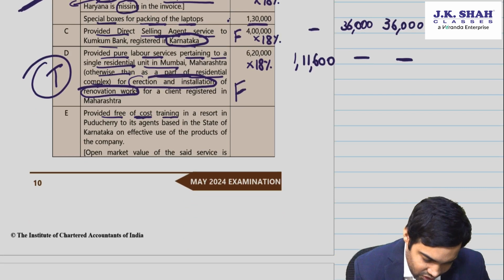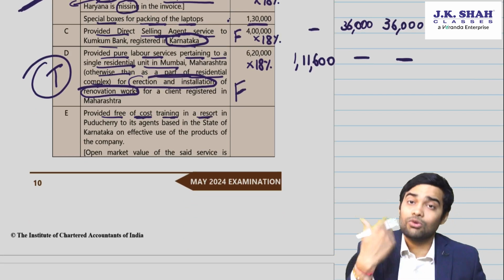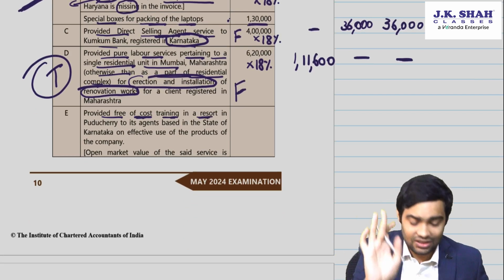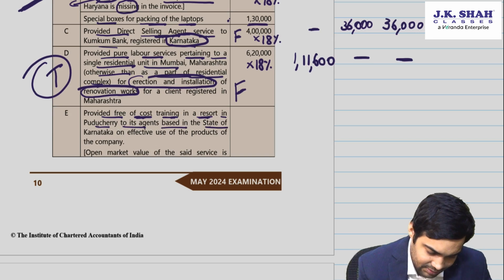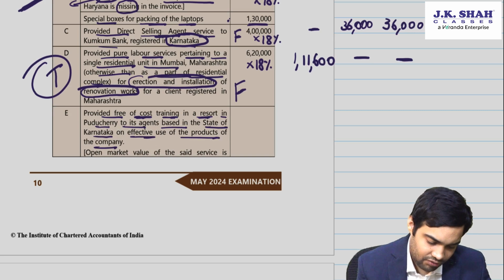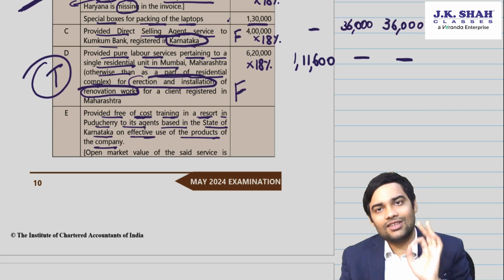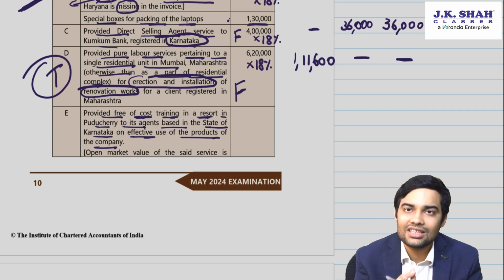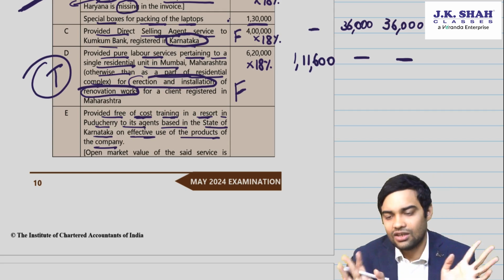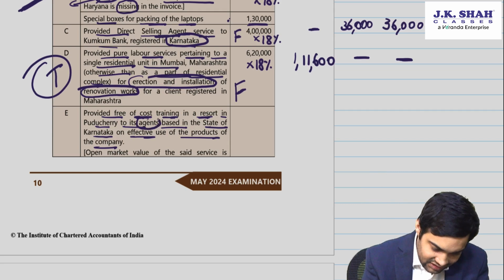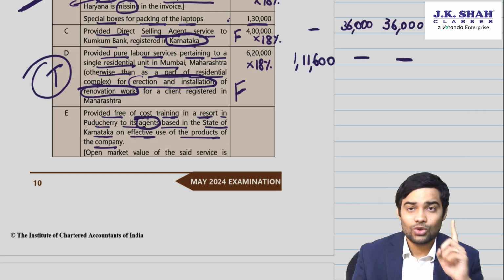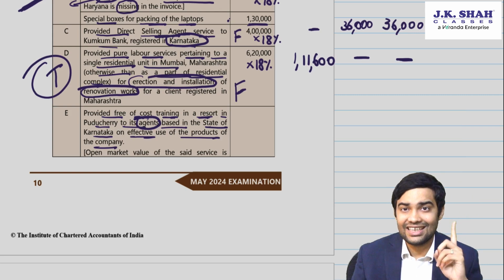Provided free of cost training in a resort. You are providing free of cost training, supply without consideration, in a resort in Puducherry to its agents based in Karnataka on effective use of product of the company. Tell me, supply without consideration. Is it a permanent transfer of a business asset where ITC was taken? No. Related person, distinct person? No, because it's agents. It's not a sole agent. Sole agent is related person, not agents.